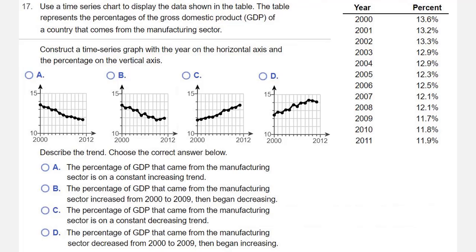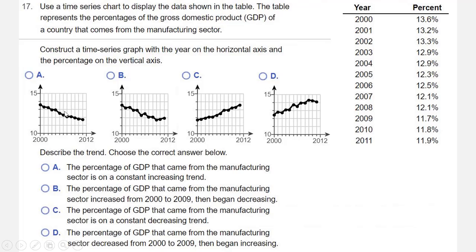So we have our data values here, and when we look at the data, we see from 2000 to 2011, there seems to be a downward trend, 13.6, 13.2. It goes up a little at 13.3, but then it continues down, down, down until it gets to 2009. And then at the end, it goes up and up. So we're looking for one of these time series charts that has a downward motion from left to right, but then at the end, it turns up a little bit.